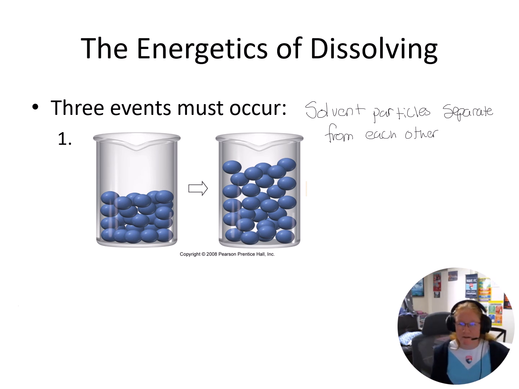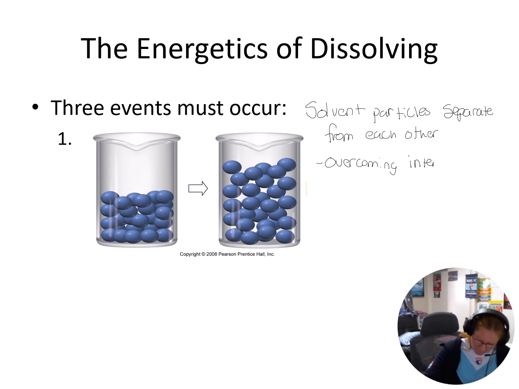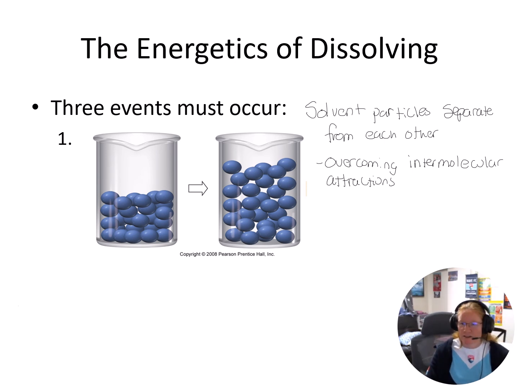Okay, so our solvent particles, you can see from my first picture to my second picture, are going to separate from each other. What's happening is we're overcoming our intermolecular attractions. We're overcoming those attractions. That takes energy, so it is endothermic.